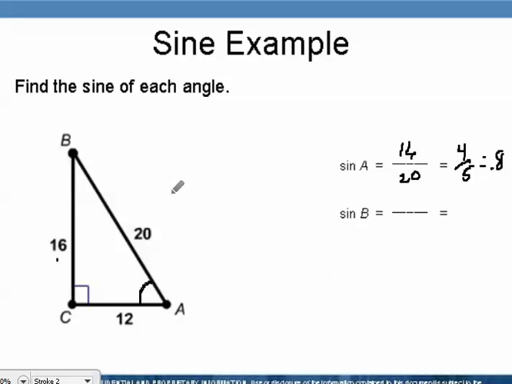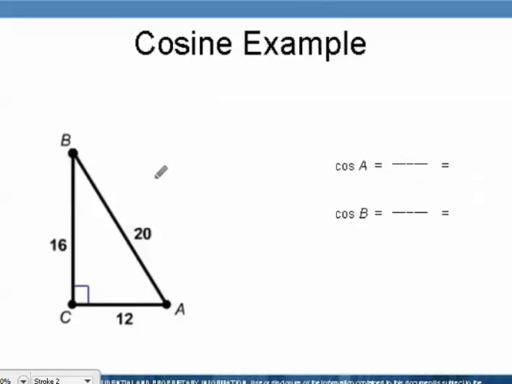If I wanted to find the sine of angle B, which is this angle up here, it's going to be 12 divided by 20. That's going to be 3 over 5, which is 0.6. Do you see how those worked? Good. Let's look at the cosine example.